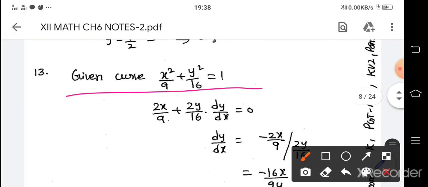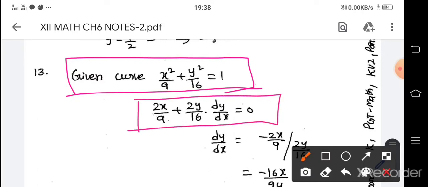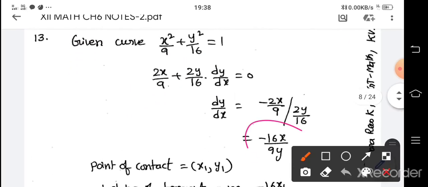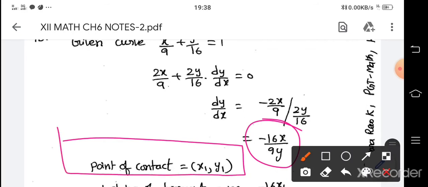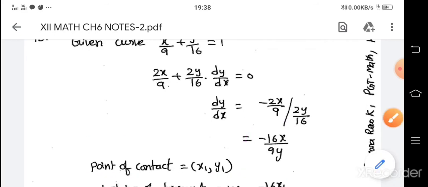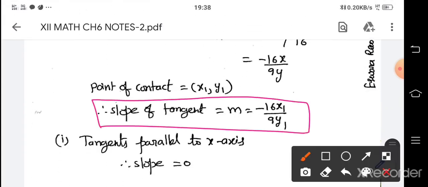The given curve is x square by 9 plus y square by 16 is equal to 1. In any question, first write the given curve, then find dy by dx using 2x by 9 plus 2y by 16 into dy by dx is equal to 0. So you get dy by dx is equal to minus 16x by 9y after isolating dy by dx on one side. Now they are asking you to find the equations, right? The point of contact is x1 comma y1. The slope of the tangent is minus 16x1 by 9y1.